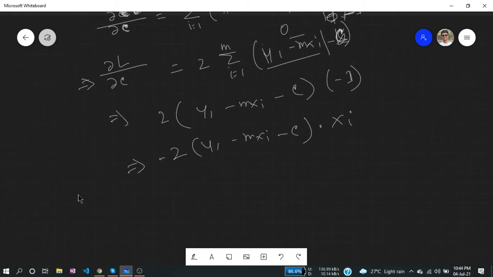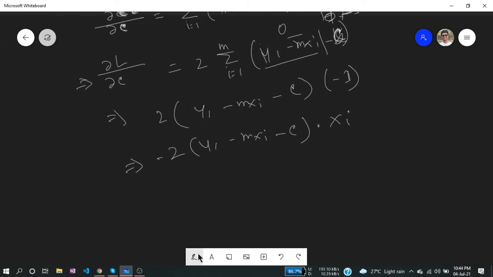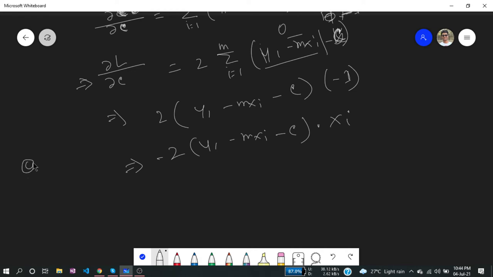We have to also multiply, one second. So why are we multiplying with xi? x is our independent variable. This is the formula the researchers have taken. Whenever you are calculating this intercept, your intercept sometimes might be zero.